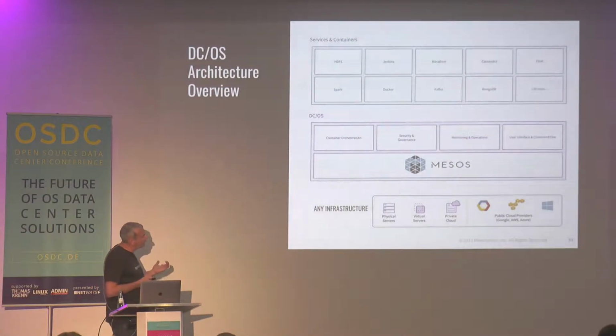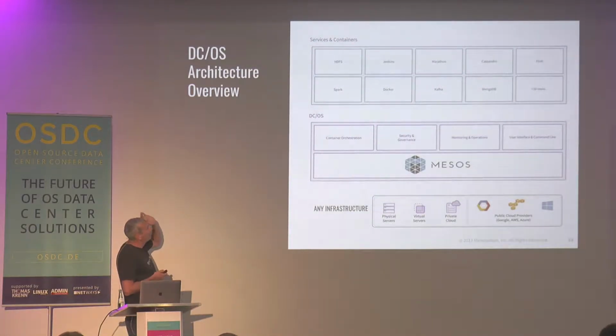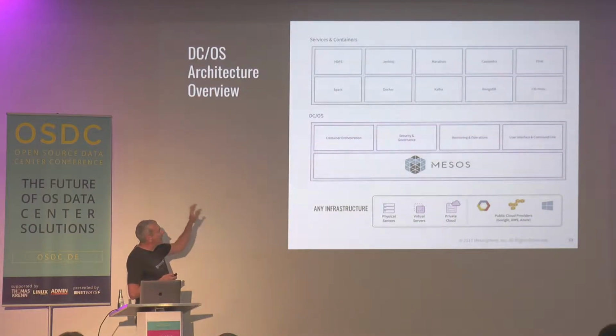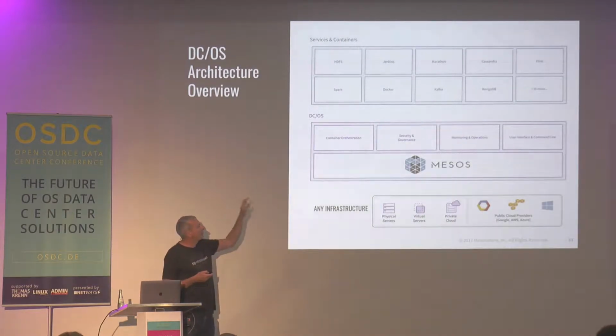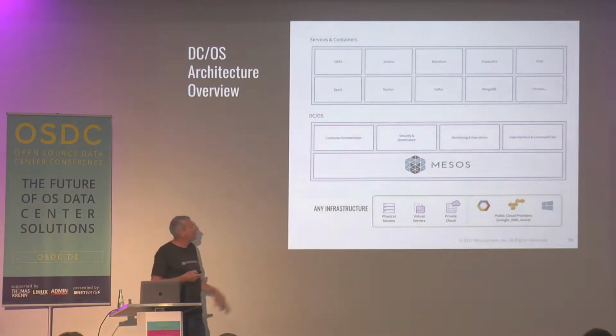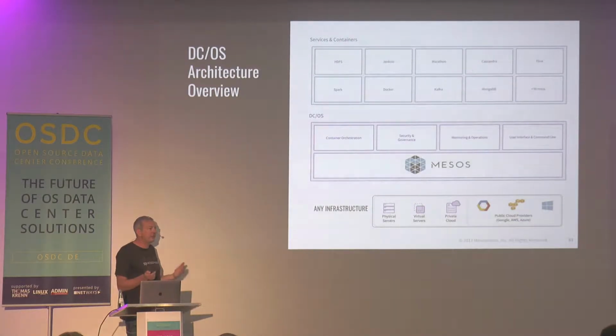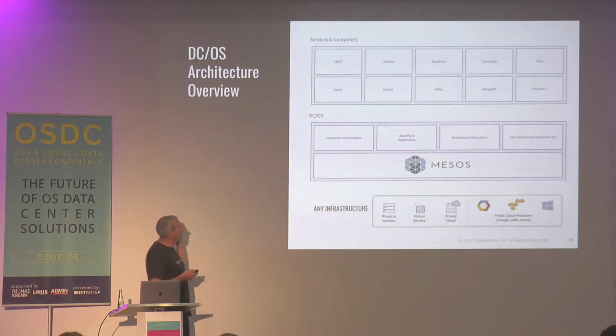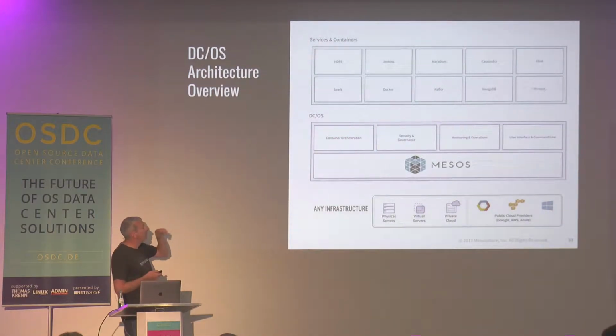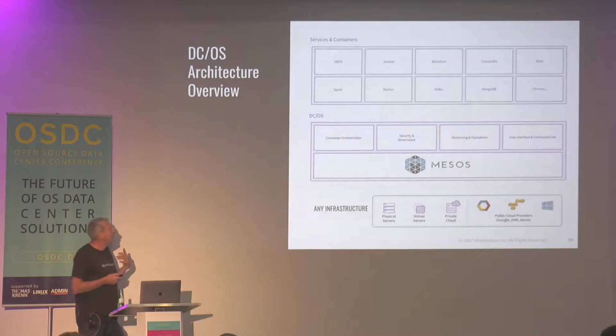So when we look at DCOS from an architecture perspective, this is kind of what it looks like. We've got Mesos at that bottom layer. And then on top of Mesos, as I said, we've got some native container orchestration, which we'll talk about in a minute, a whole bunch of security features, monitoring and operations, and then ways for you to interact with the system, so the UI, the CLI, the API. And then at the top, we have our catalog of applications that are super easy to deploy.